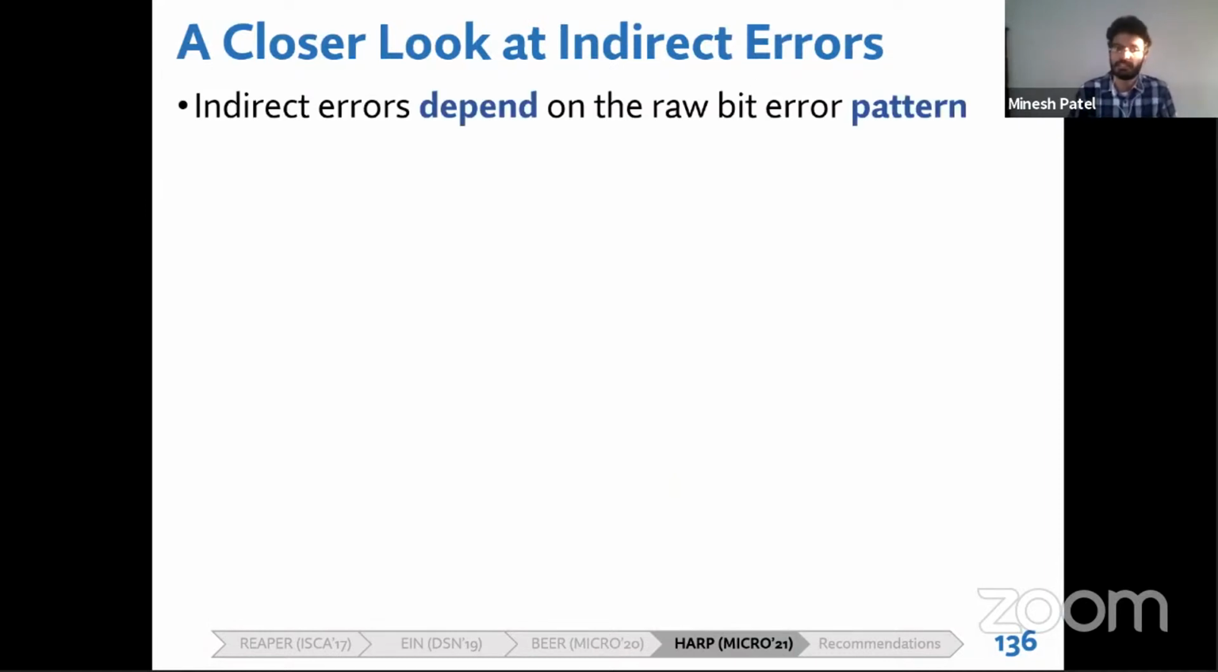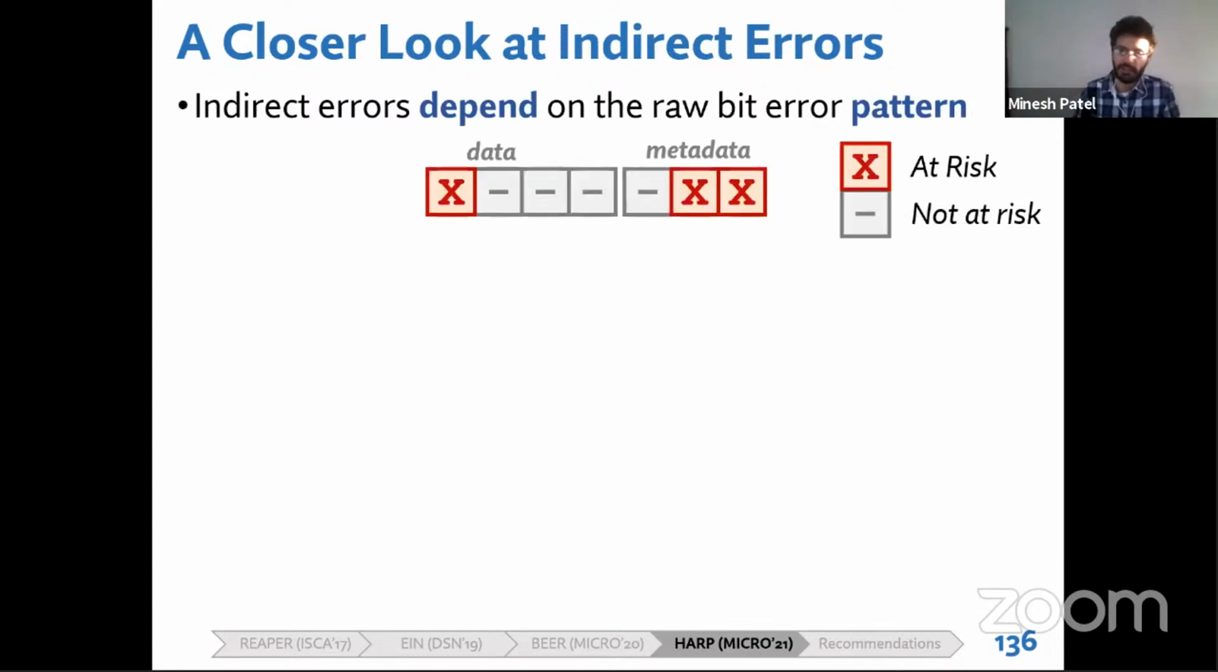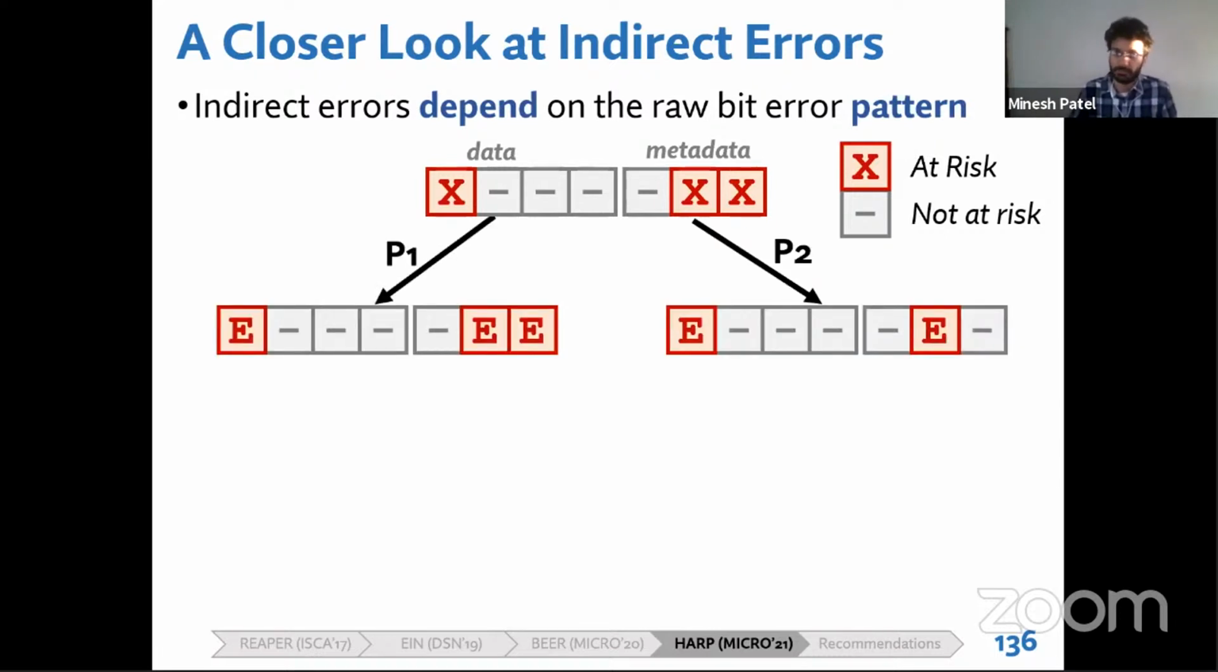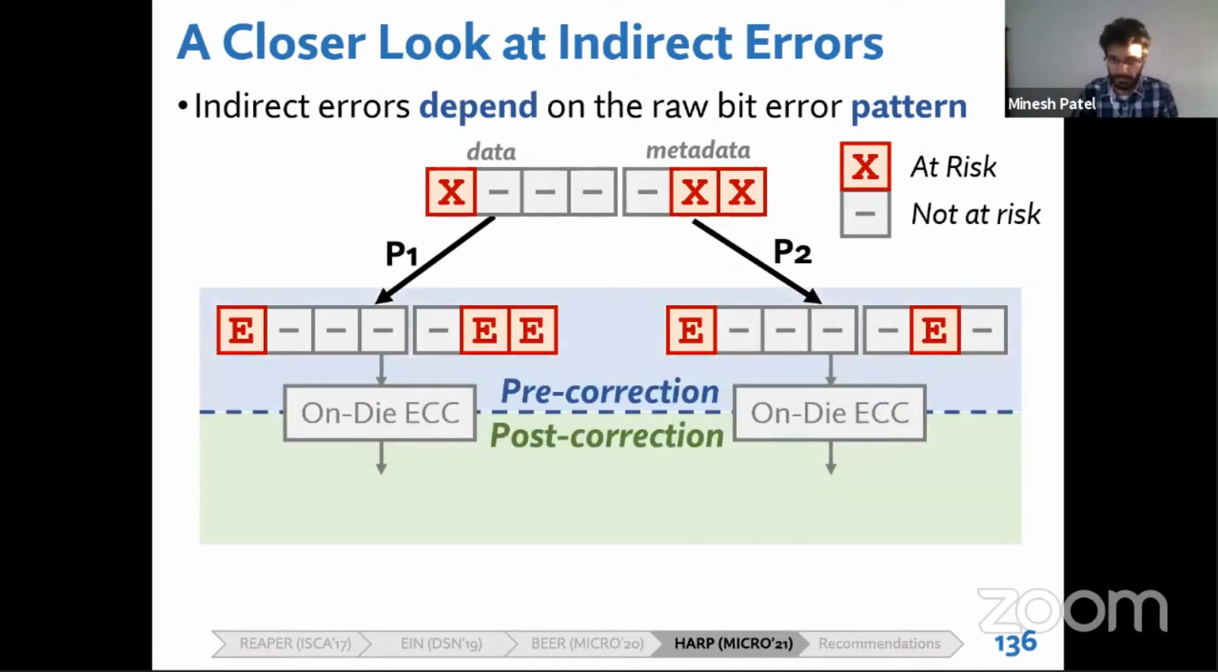The key point is that indirect errors depend on the raw bit error pattern that occurs. So here we have the same example as the previous slide, where there are 3 bits at risk of error, where X represents at risk. So let's take a look at 2 example raw bit error patterns that can occur as a result of these bits at risk of error. We refer to these as pre-correction error patterns, in contrast to post-correction error patterns that would occur after on.ECC correction.